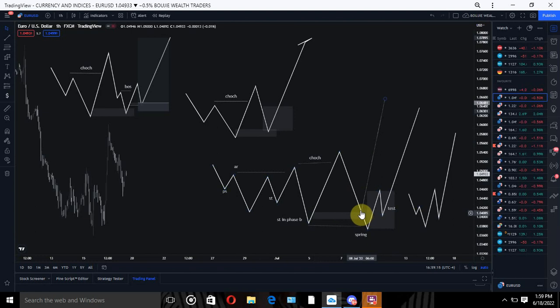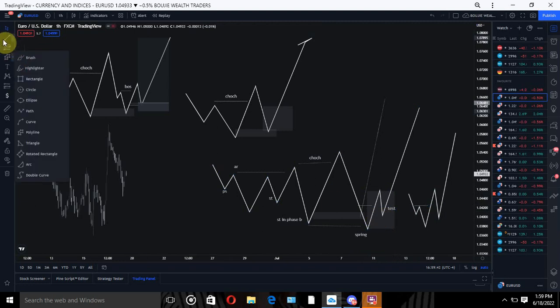So after our spring, we will rally to dig out our previous high. It will be somewhere like here, right? In this scenario, I just showed you how it will be. It will be somewhere like this, which is a break of structure. Then we create our new high here. Then after we drop, that's what we call a test.